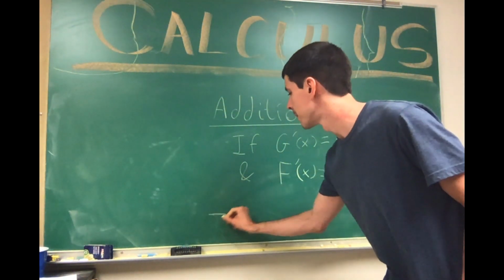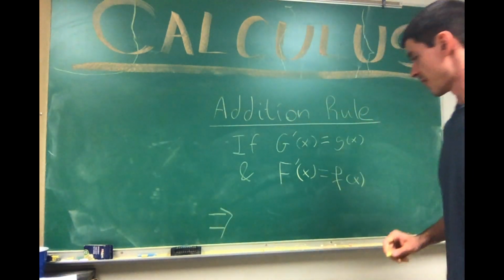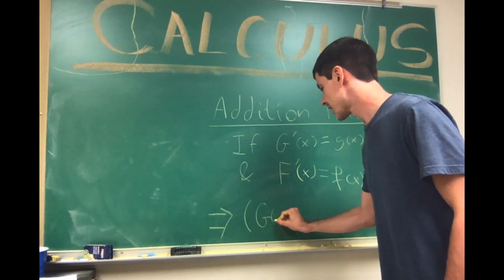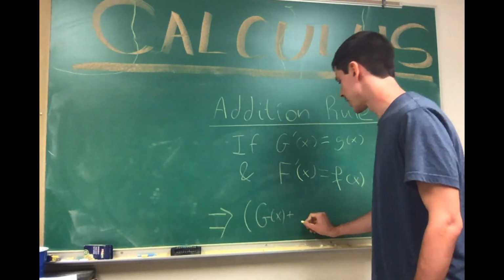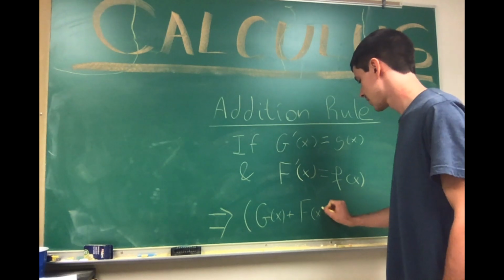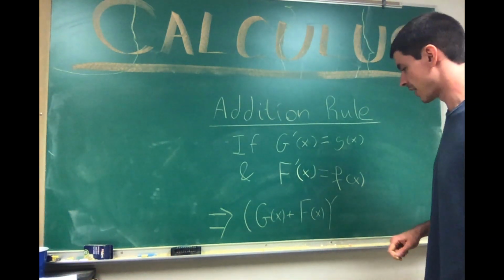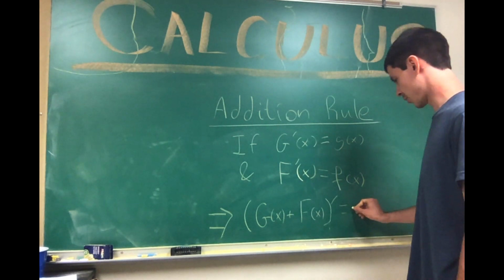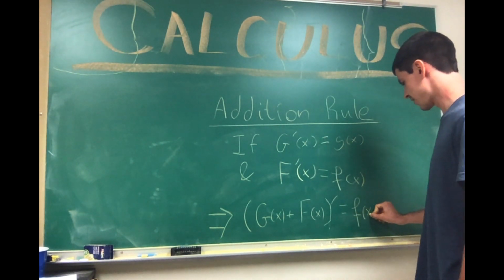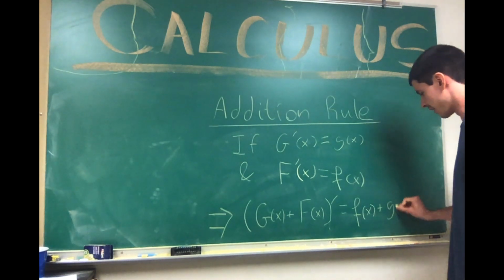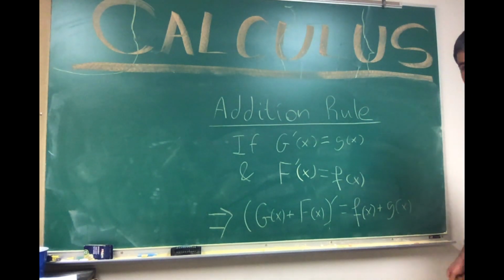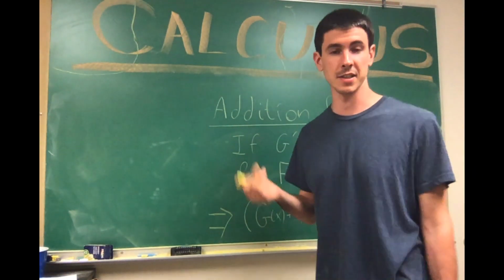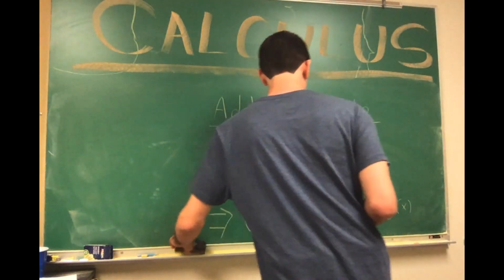then the derivative of big G of x plus big F of x equals little f of x plus little g of x. So stated like this, it is just a natural consequence of things we were talking about weeks ago.